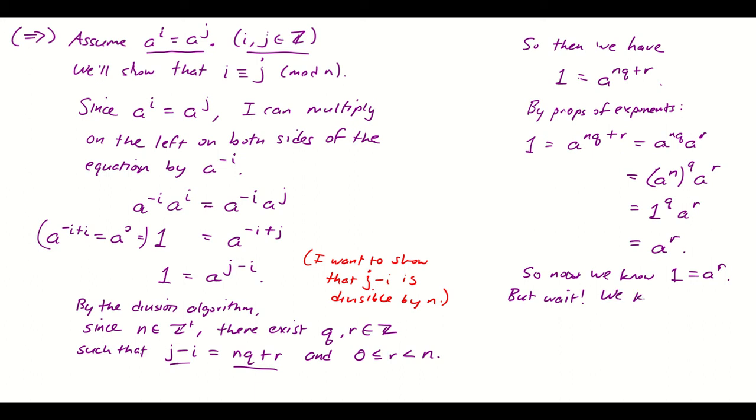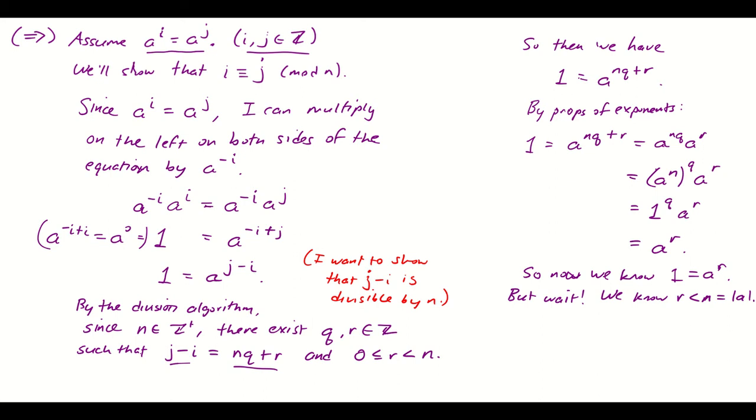We know r is less than n, which is the order of a. So this should trouble us, because we've got a power of a equal to the identity, and that power of a is using an exponent less than n. And you might think we have a contradiction here, but we actually don't.